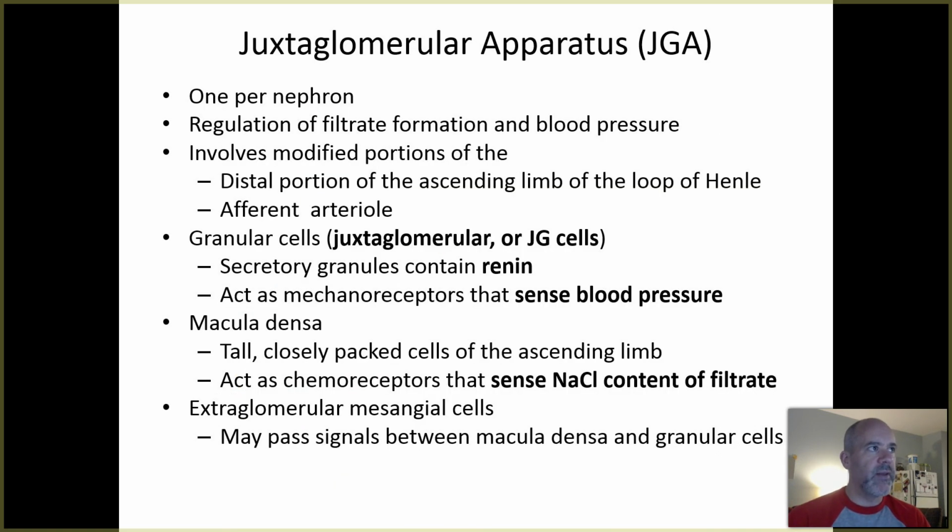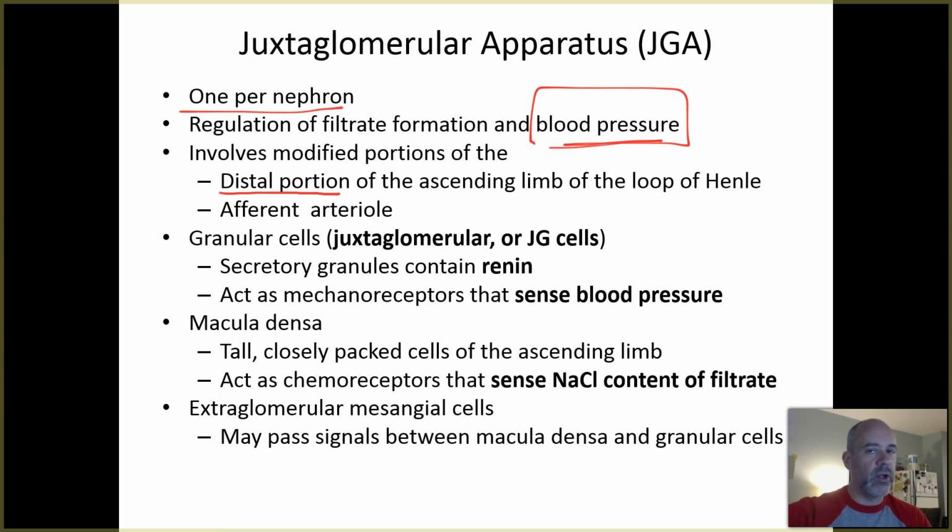All right, so a little bit more about that juxtaglomerular apparatus. One per nephron, and it's importantly involved in regulating the formation of our filtrate, controlling what's present in this urine that's developing, and blood pressure as well. And again, as we were taking a look at, it involves those macula densa cells in there that are part of the distal portion.